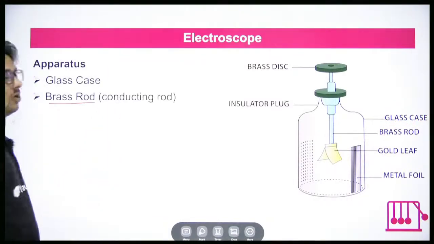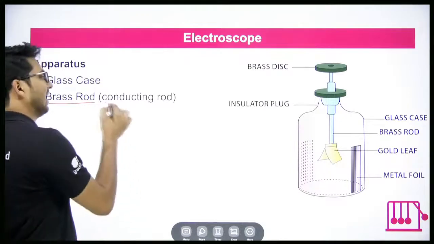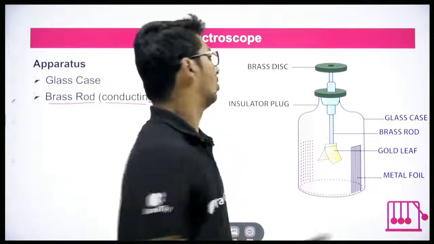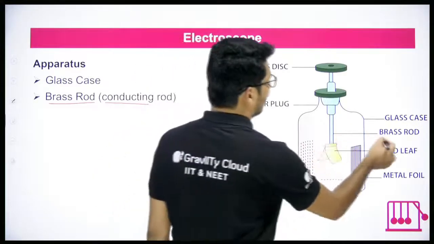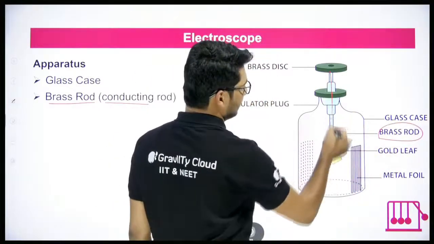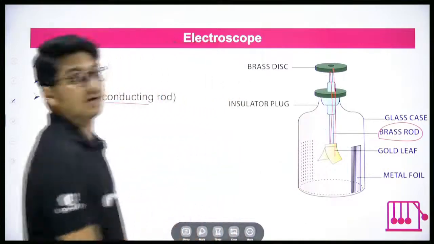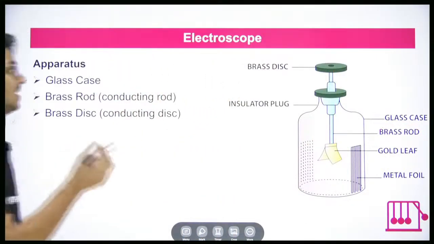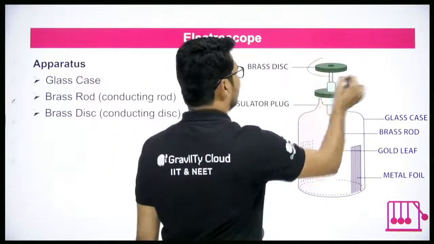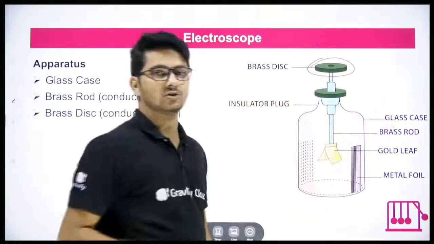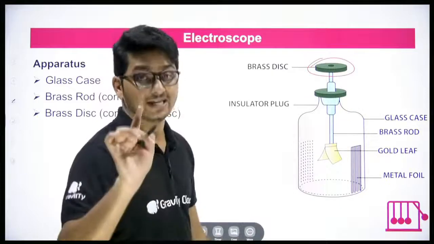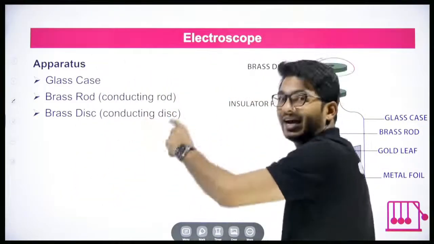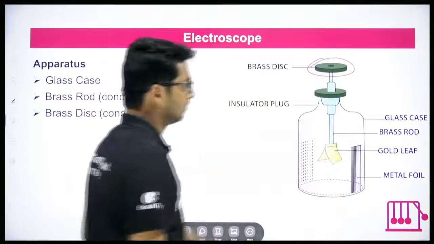Then you need a brass rod. Why brass? You can take any conducting rod, that's fine, but you need a conducting rod. So this here is the brass rod, from here to here. Then we need a brass disc. Again, at the top we'll make a small disc. You can make a coil also, a disc or a coil, but it should be conducting. That is the reason why I'm saying brass disc, a conducting disc.